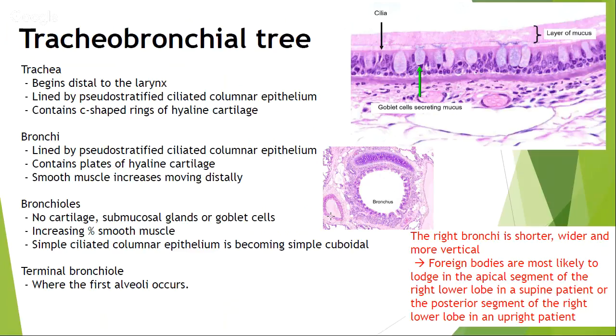The right bronchus is shorter, wider, and more vertical than the left, which means foreign bodies are more likely to enter the right lung. They're more likely to then lodge in the apical segment of the lower lobe in a supine patient, or the posterior segment of the right lower lobe if the patient's upright.